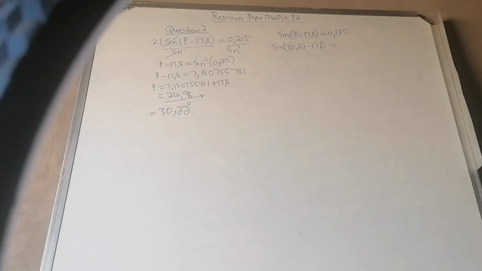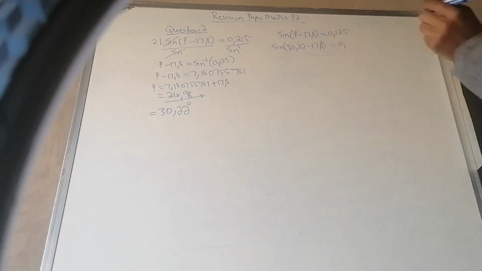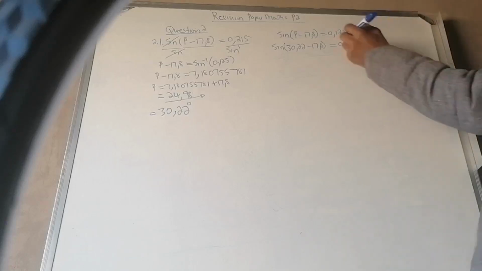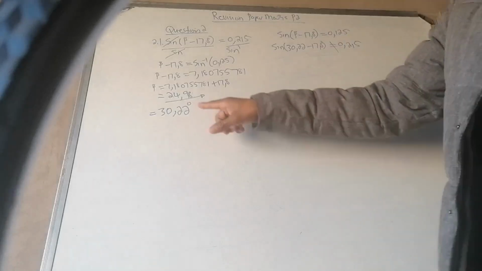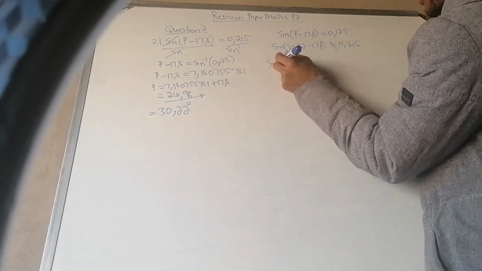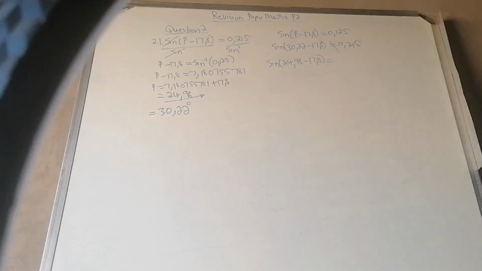Calculating so that we are never confused. 30.22 minus 17.8, and we find a value of 0.215. Is this the same as this? No, this is wrong. Now I take the value of 24.98. The sine of 24.98 minus 17.8.